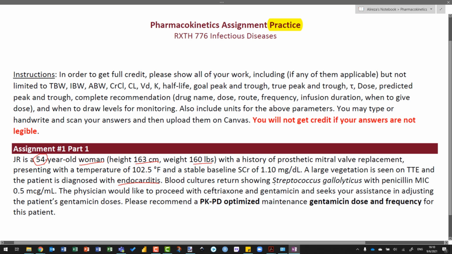Now, you don't need to know that. What you do need to know is that Streptococcus is a gram-positive organism, so the role of gentamicin in this case is for synergy. Gentamicin alone is not active against gram-positive bacteria, so in this case it is for synergy. So that's important when you decide your targets.